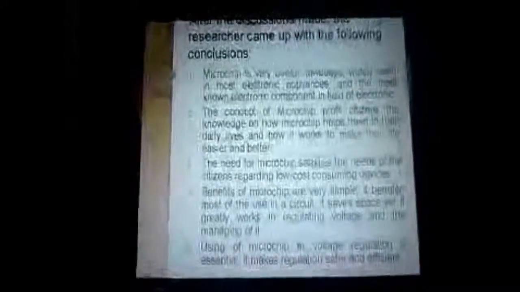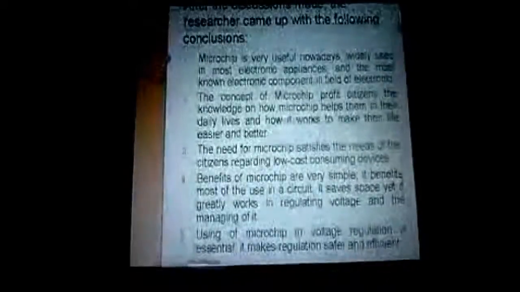And now let's go to the conclusions and recommendations about our topic. After the discussions, we, the researchers, came up with the following conclusions. The first one: microchips are very useful nowadays. As I explained earlier, the microchip is the most known electronic component. It is the heart of every component, especially in the electronic field.